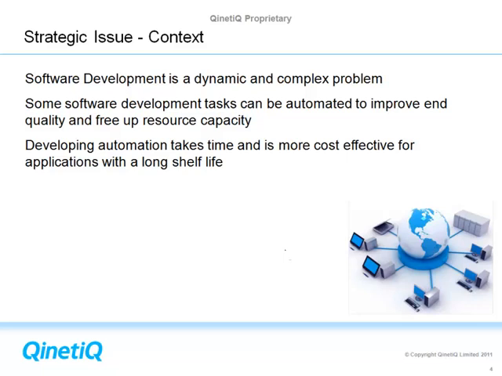Now, as I've discussed, some of these tasks can be automated to help improve the quality and free resource capacity, but you do have to invest in this, and you have to understand what the effects are going to be. And it takes time, and to gain those cost-effective benefits, you really need to look at how that's going to be paid back over time.